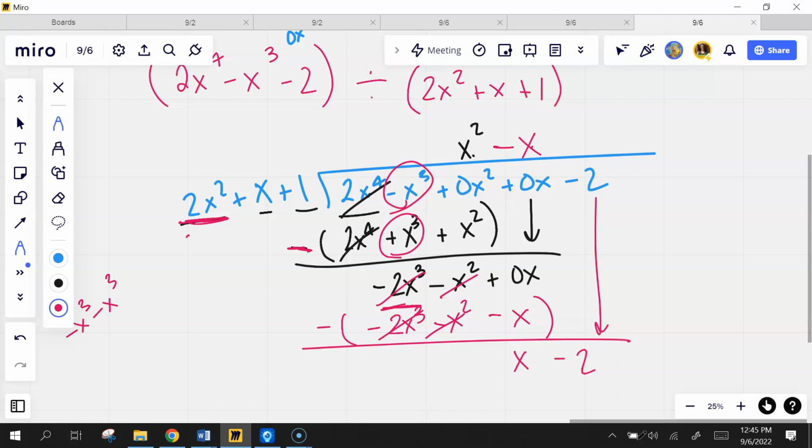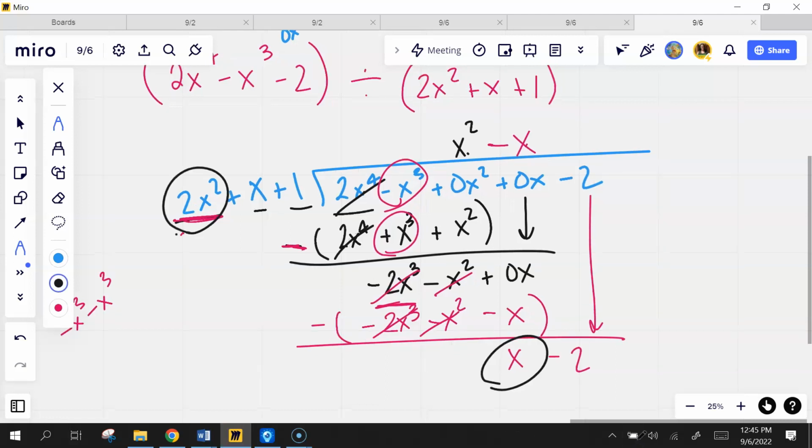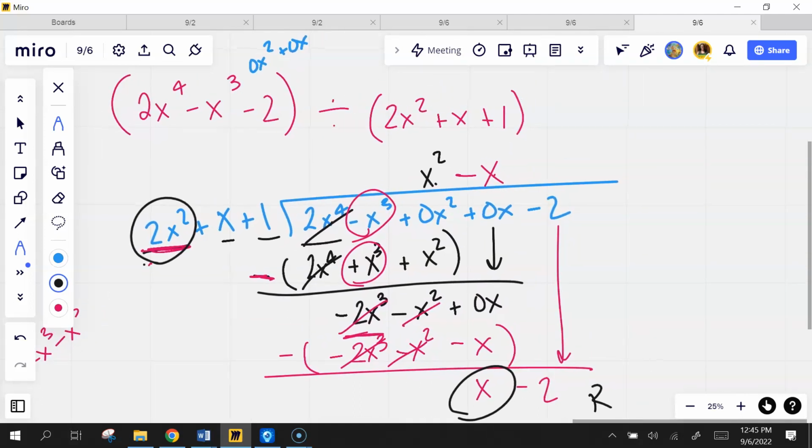So now I've reached the point where there's nothing else. There's nothing I can multiply this by that would give me this, right? That means I'm done, which means this is my remainder. And how do I interpret a remainder? Well, I just say plus, that's exactly right, 2x squared plus x plus 1.